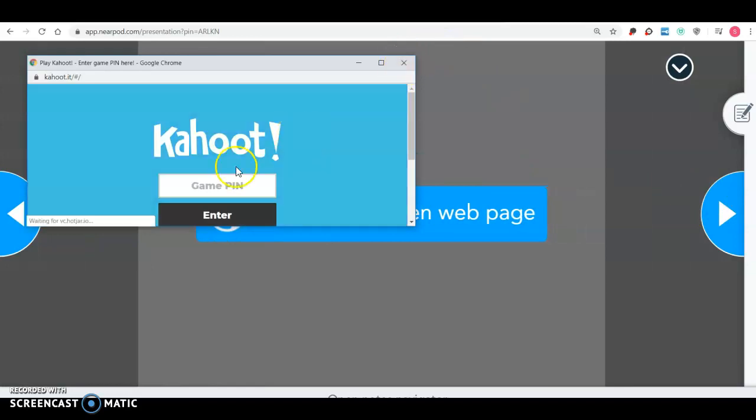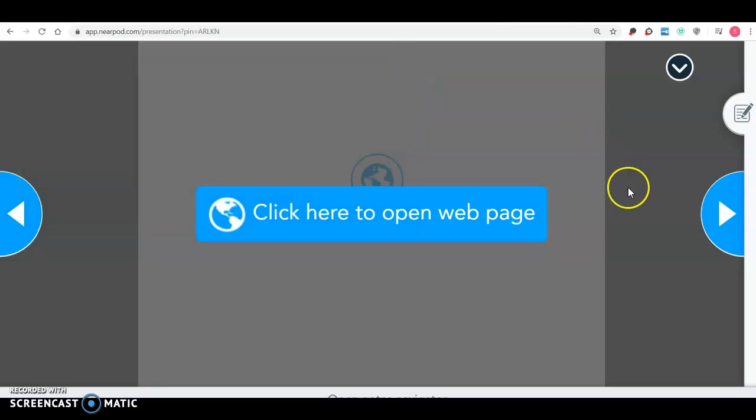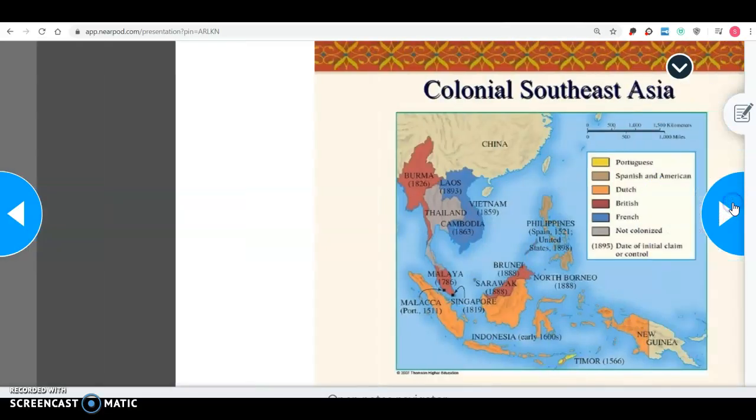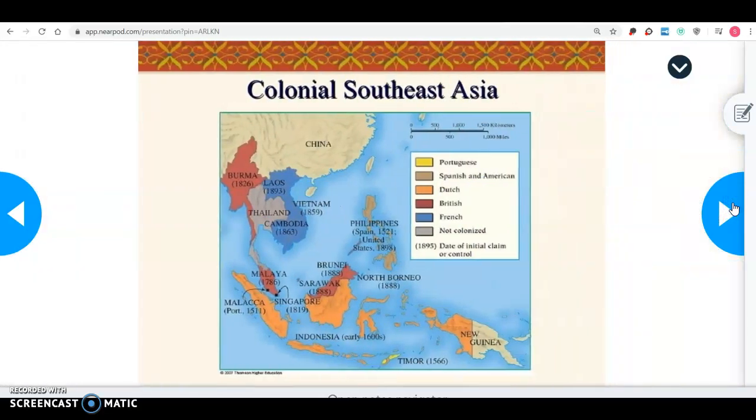When you go into the Nearpod, there is a little Kahoot that you can play. Had we been doing this face to face, you would have played the Kahoot to see what all you know. But we're not going to do that.